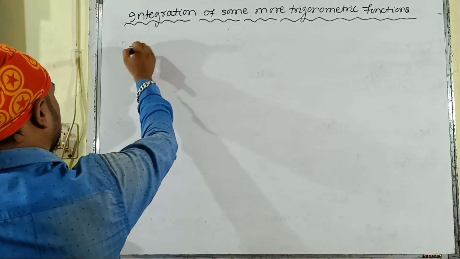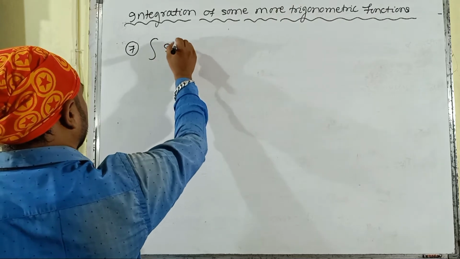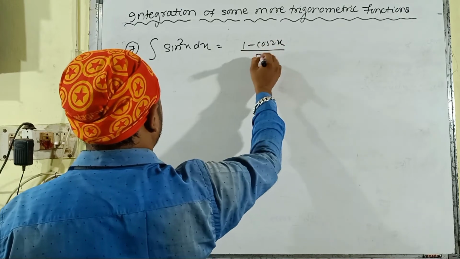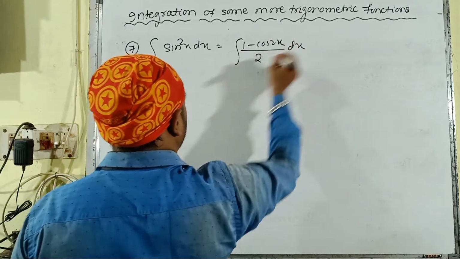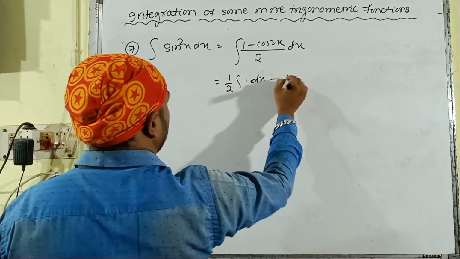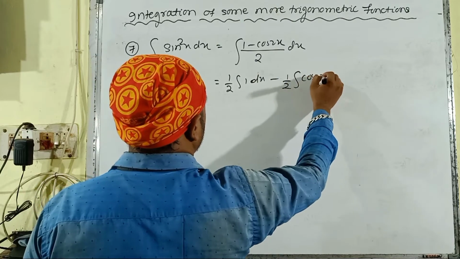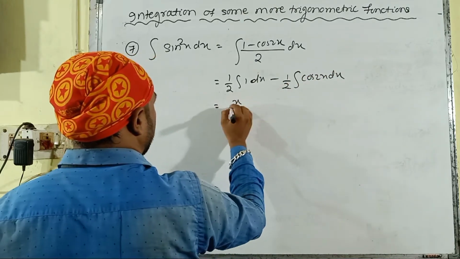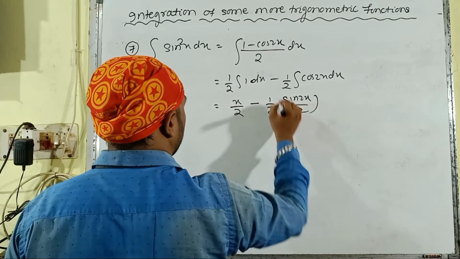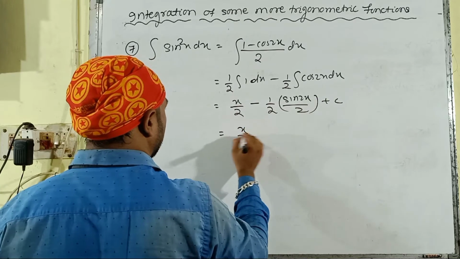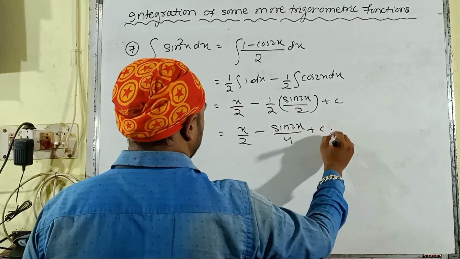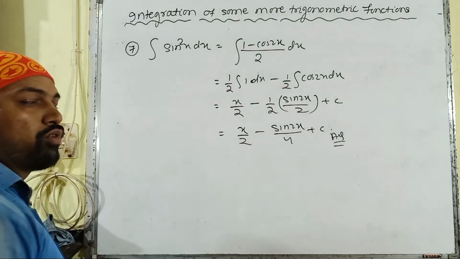So the problem number 7 is here, integral of sin square x dx. First of all we have to use the trigonometric formula, it is 1 minus cos 2x divided by 2. That means it is 1 upon 2 integral of 1 dx minus 1 upon 2 integral of cos 2x dx. Then it will be x by 2 minus 1 by 2, it is sin 2x divided by 2 plus any constant c. That means it will be x by 2 minus sin 2x divided by 4 plus any constant c, and this will be the answer for the given problem.